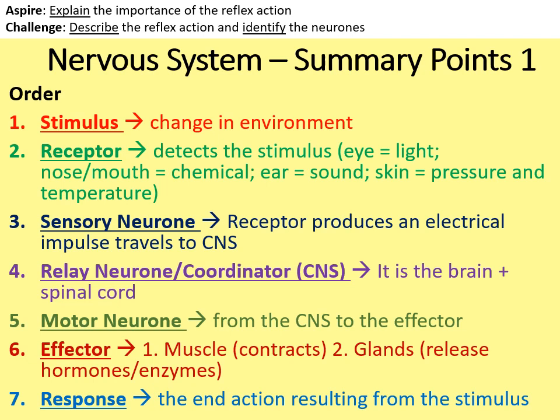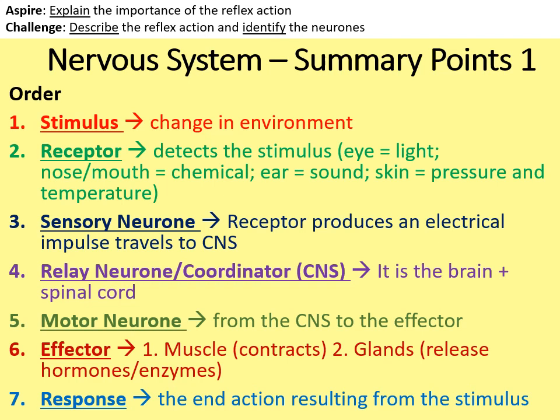Okay. With all these lessons, what I shall put down are the summary notes. Now, these might be notes you didn't have time to write down within the lesson, but they are notes that you need to get down. If you've got the revision booklets, they are basically the same. So this is nervous system summary points 1, and it is the order that you basically need to remember of the nervous system. So you've got stimulus, and I've got the definitions for each one.